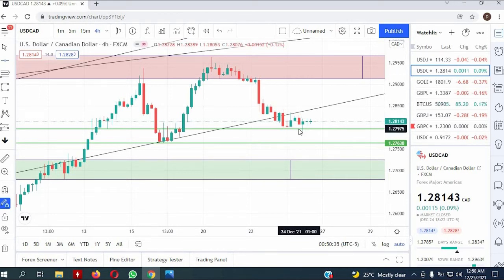So for this week, the USD CAD is expected to push further down into this area. These two bearish engulfing candles right here, which broke the trend line, are a sign that it is expected to push further. So let's move over to our gold.